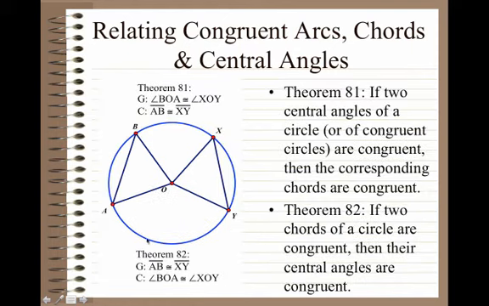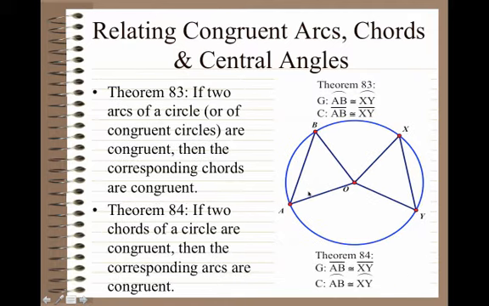A very similar relationship exists between the central angles and the chords. If the central angles are congruent, then the chords are congruent. And conversely, if the chords are congruent, then the central angles are congruent. Finally, there's a relationship between the arcs and the chords. If the arcs of a circle are congruent, then the chords intercepting them are congruent. And conversely, if the chords are congruent, then the arcs are congruent.